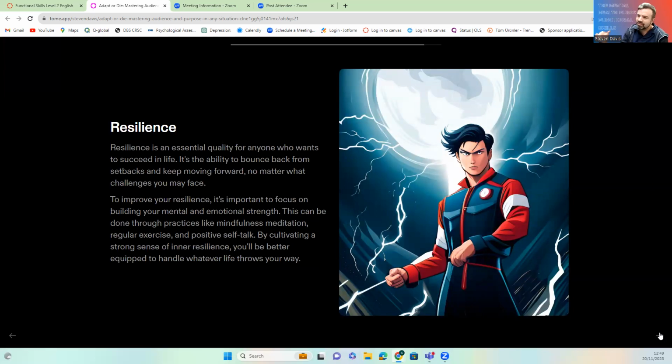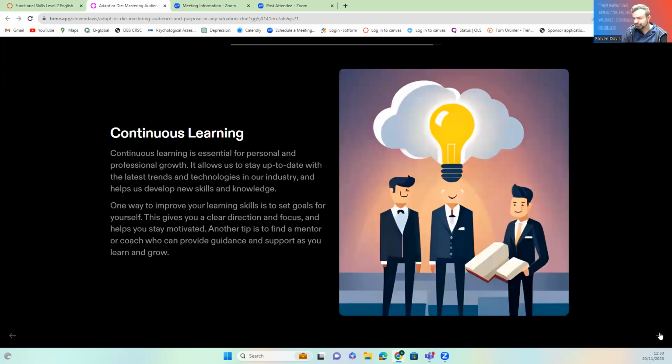Thinking about resilience, we talked about resilience throughout this whole presentation as well. Resilience is an essential quality for everyone who wants to succeed in life. It's the ability to bounce back from setbacks and keep moving forward no matter what challenges we may face. To improve your resilience, it's important to focus on building mental and emotional strength. This can be done through practices like mindfulness, meditation, regular exercise, and positive self-talk. By cultivating a strong sense of inner resilience, you'll be better equipped to handle whatever is thrown at you.